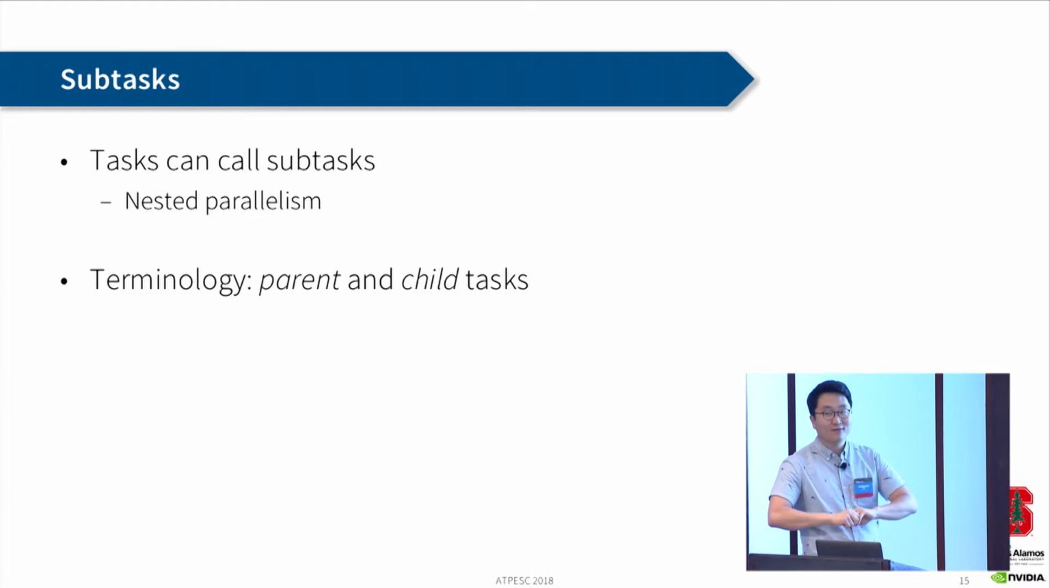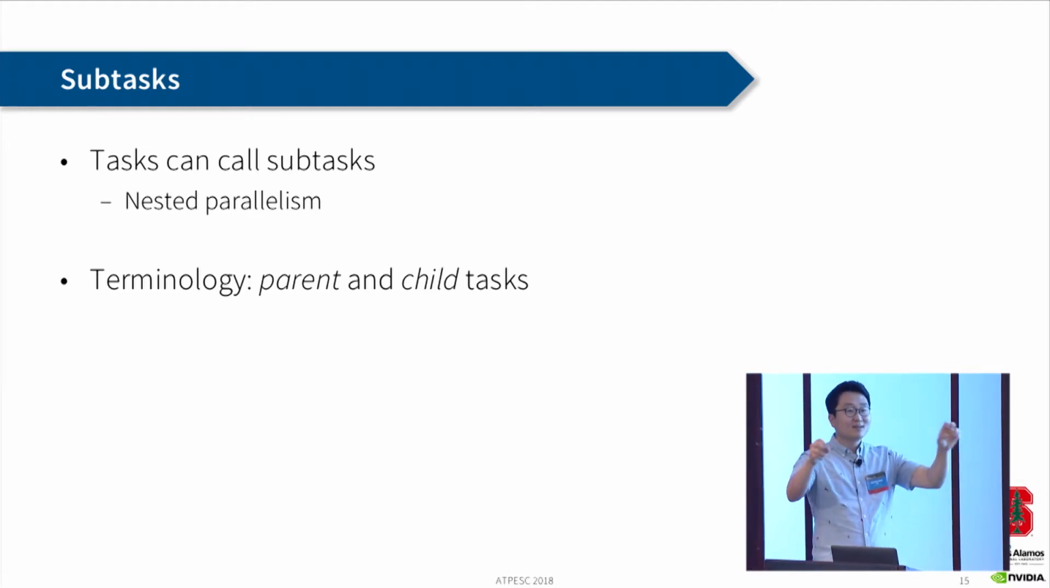So if you think of a tree of tasks, there will be a first set of parallel tasks, and each parallel task can launch another set of parallel tasks. So this will build some kind of task tree. So when we say a parent task, it is a task that launches other tasks. And when we say a child task, it is a task that is launched by other tasks. Okay?